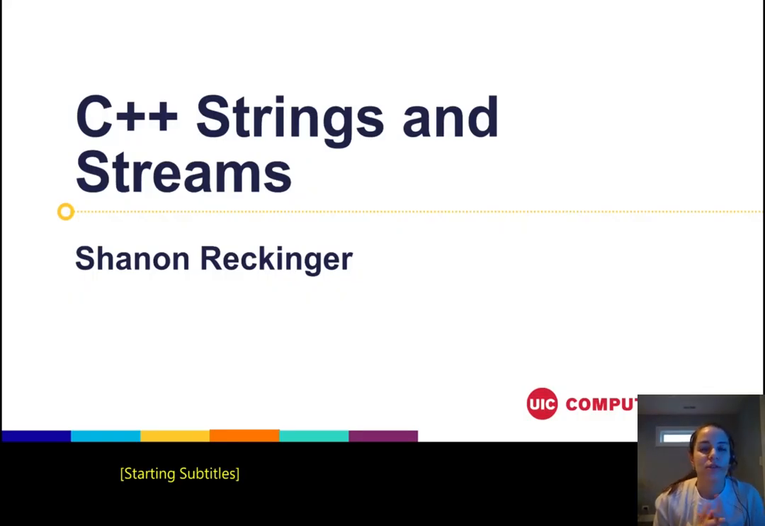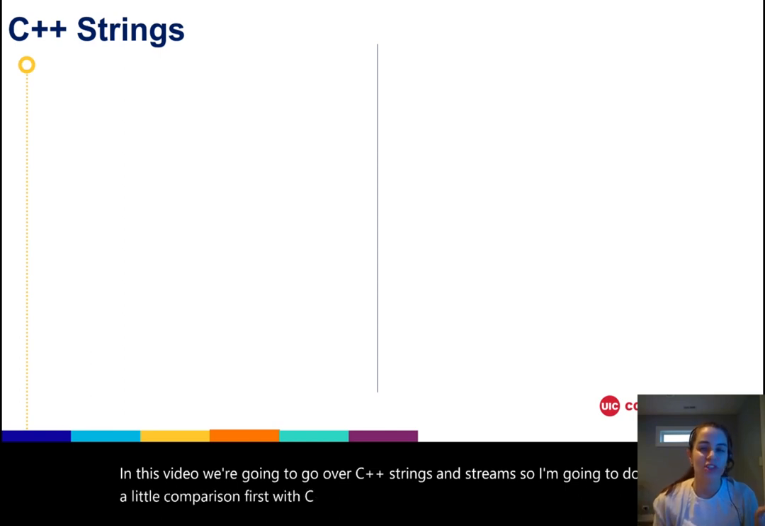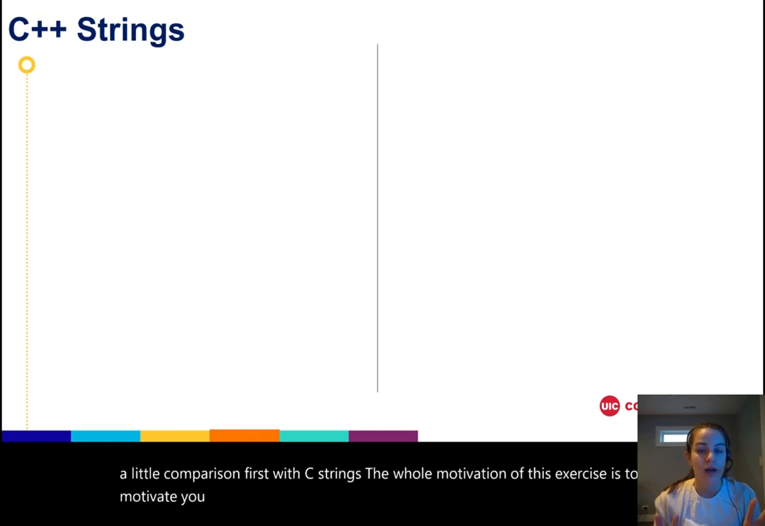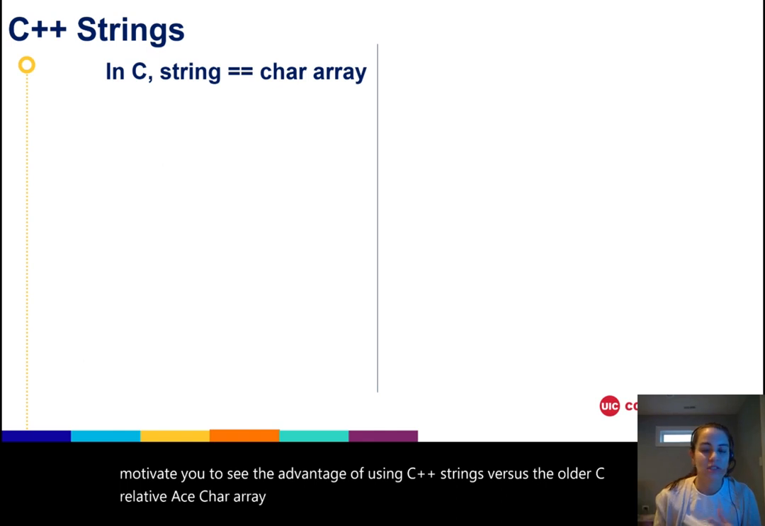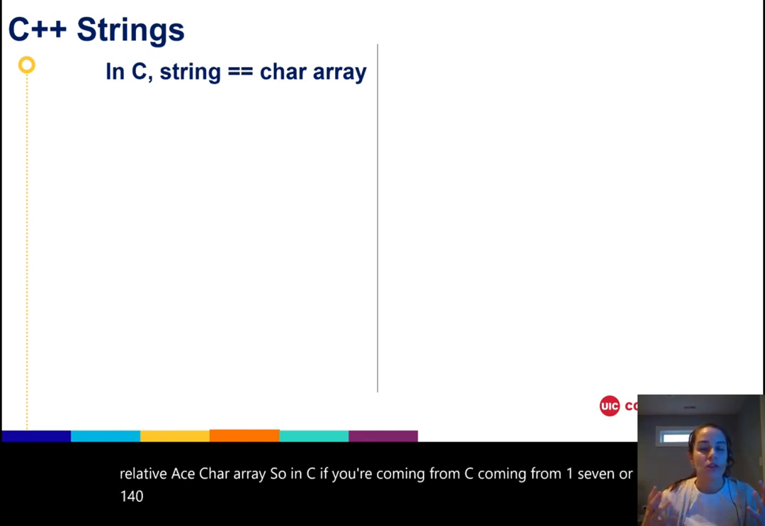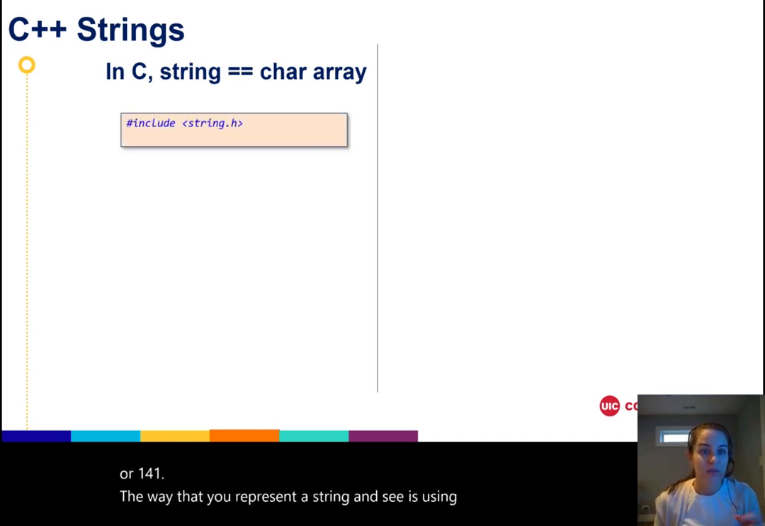In this video, we're going to go over C++ strings and streams. So I'm going to do a little comparison first with C++ strings. The whole motivation of this exercise is to motivate you to see the advantage of using C++ strings versus the older C relative, a char array. So in C, if you're coming from C, coming from 107 or 141, the way that you represent a string in C is using an array of characters.